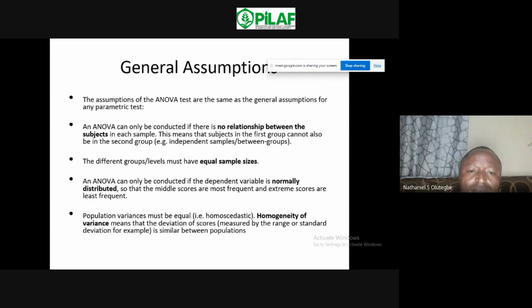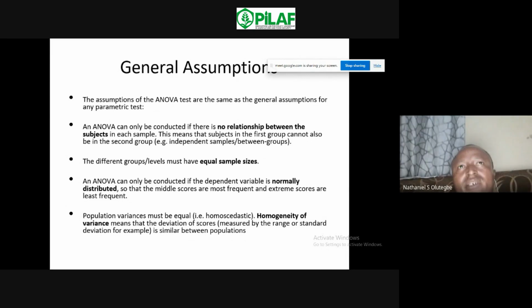And we have some assumptions that the ANOVA test must also obey. Those assumptions are that ANOVA can only be conducted if there is no relationship between subjects in a sample. And this means that we should be talking about independent samples. The samples that we are talking about must be independent. You cannot be talking about samples that are dependent.